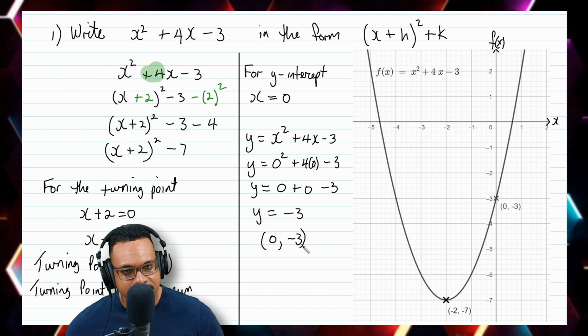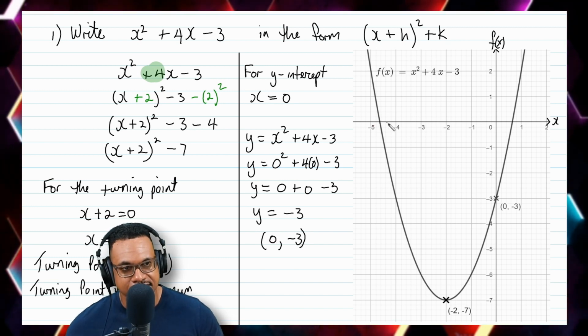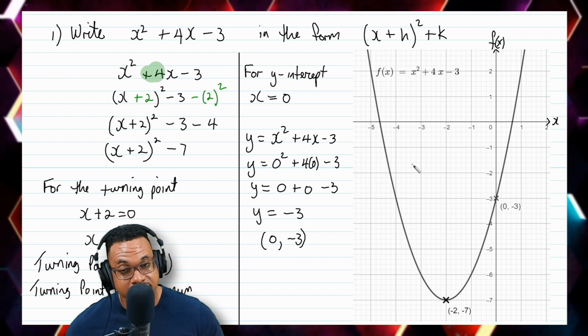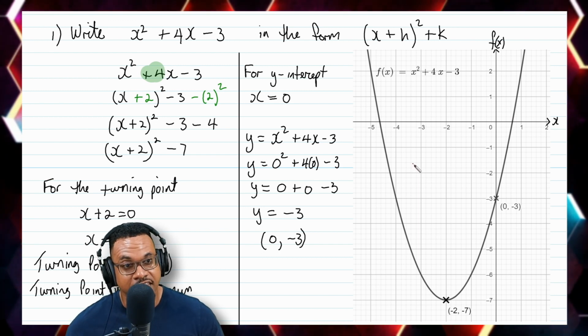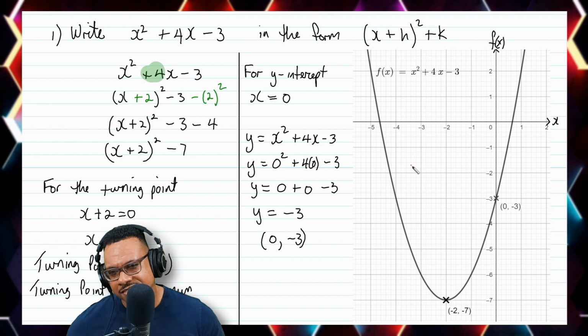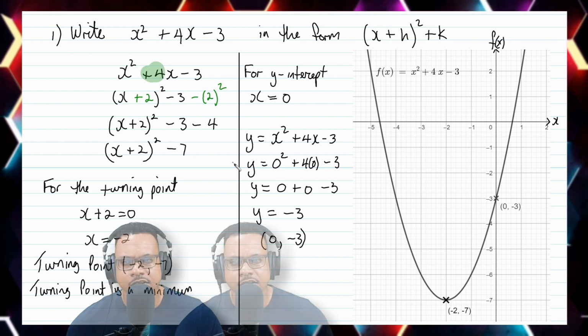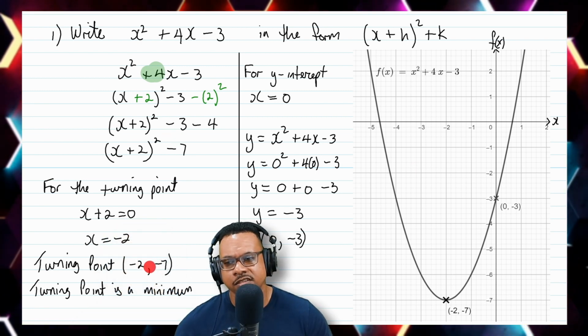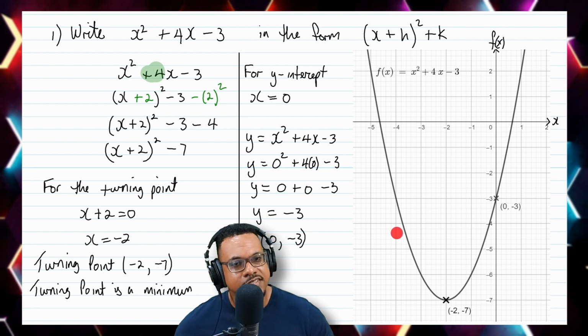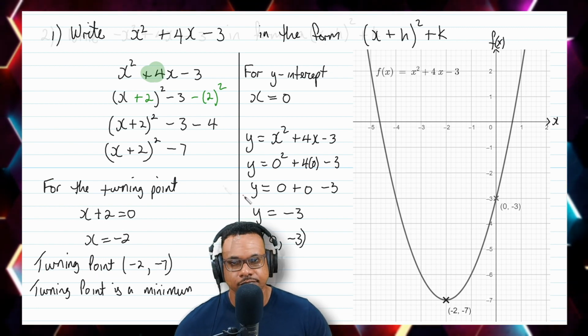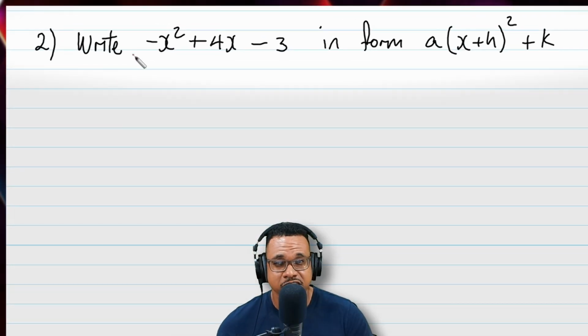Now, there are a lot more details I could put into this graph, like the x-intercepts. I could give you a specific domain and ask you to draw the graph for that domain. But we'll look at those things in another video. For now, we're keeping it simple, just completing the square, getting the turning points, and showing you what it looks like on the graph. So here I have my second question, which is to write this quadratic.